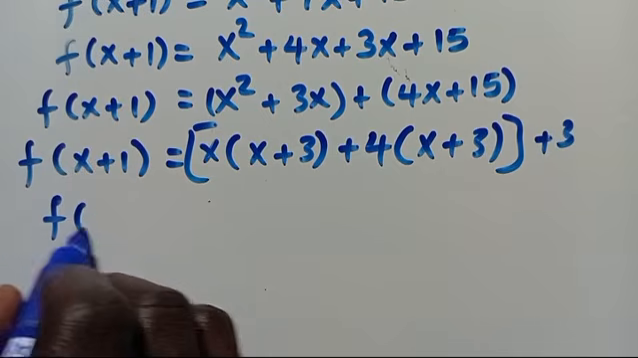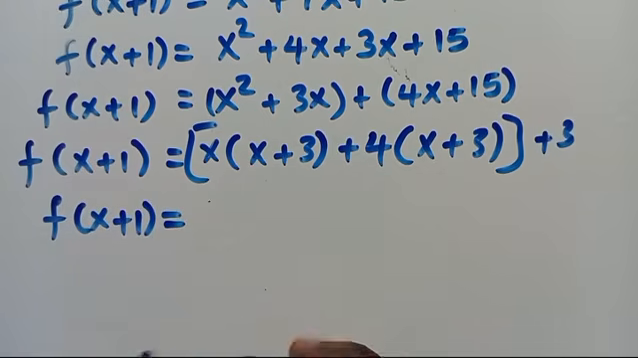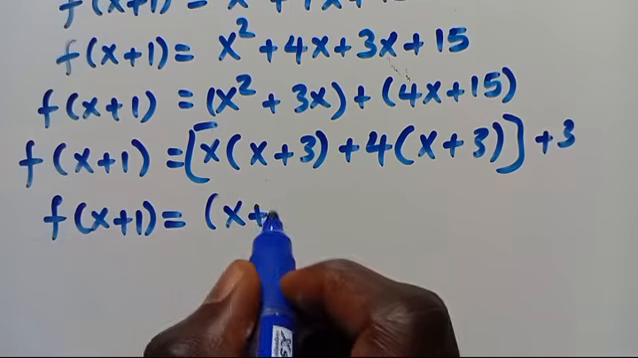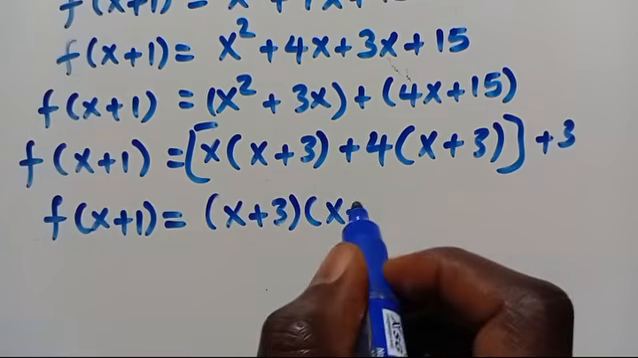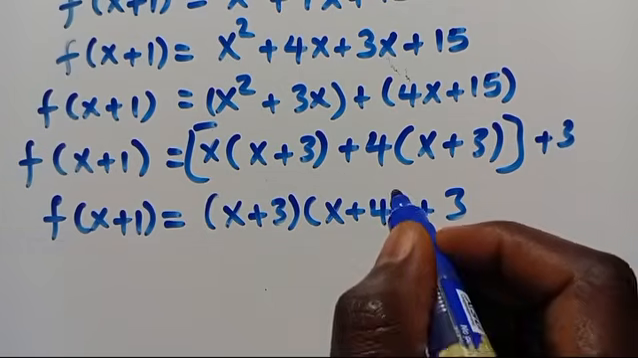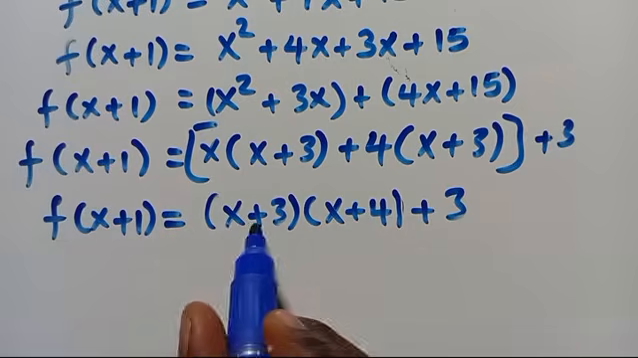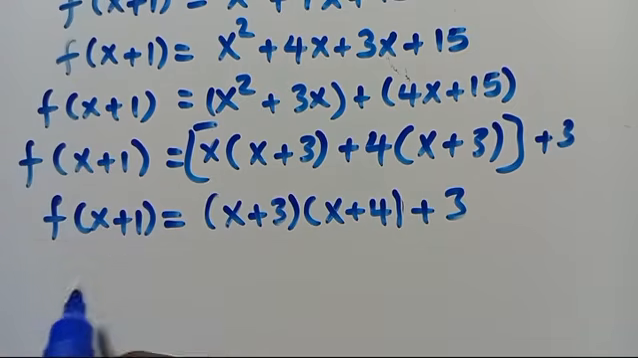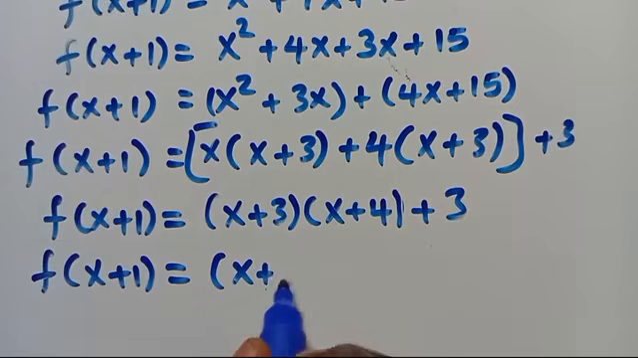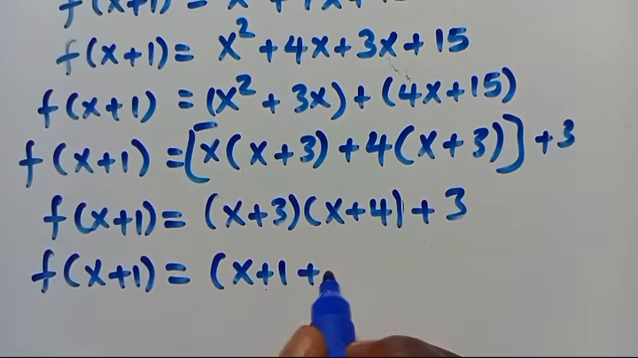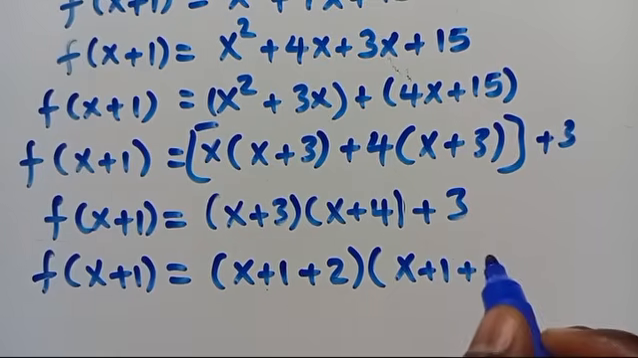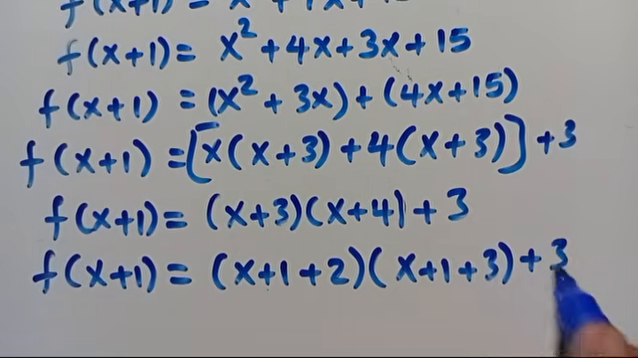So from here we have f of x plus 1 equals, let's do this first, x plus 3. This will be x plus 4, then plus 3. Now, to have this as x plus 1, this will be x plus 1, then plus 2 here. This will also be x plus 1, then plus 3, then plus 3.